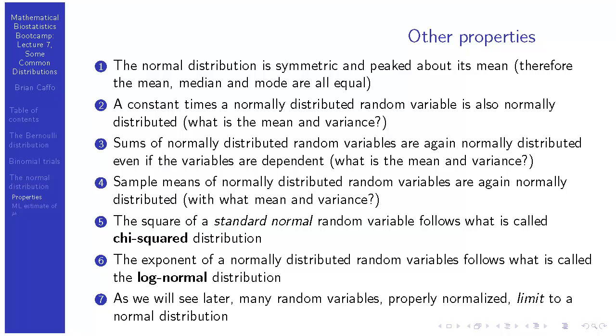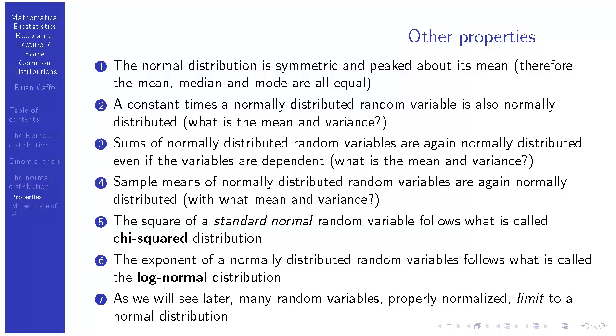A constant times a normally distributed random variable is also normally distributed. And you can tell me what happens to the mean and the variance if, say, X is a normal random variable. What distribution does a times X have if I'm going to tell you that it's normal? What's the resulting mean and variance?